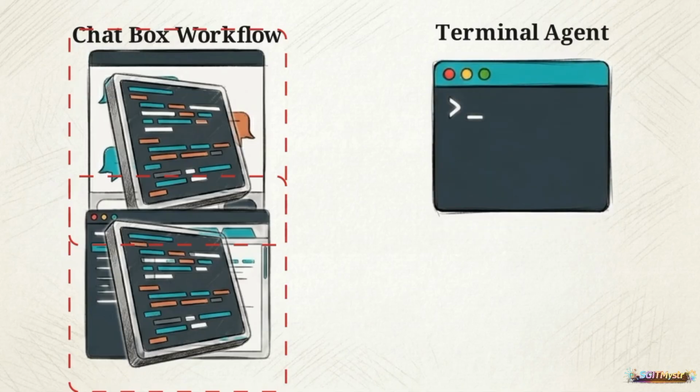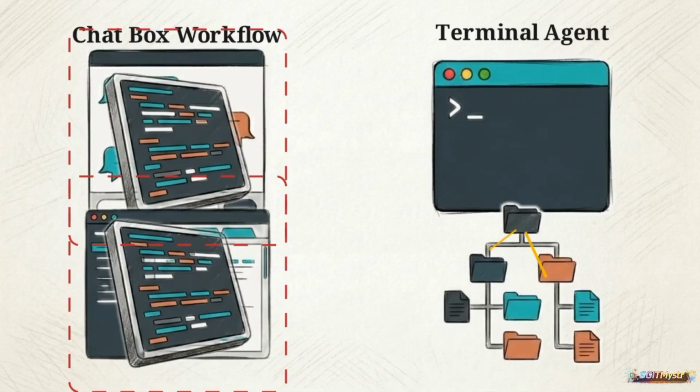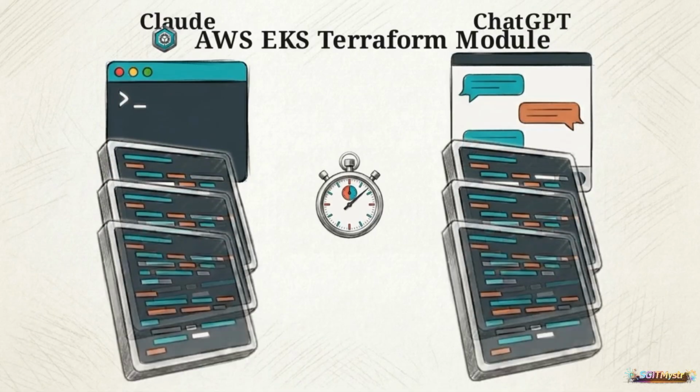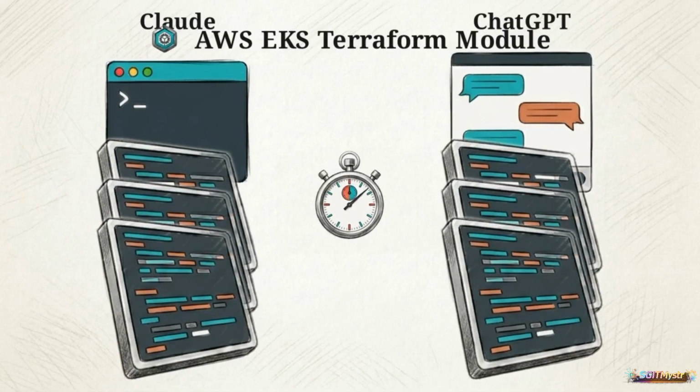Claude Code operates natively as a terminal agent. It scans your directory, edits real files, and executes commands to validate changes in real time. Resolving a production outage requires an AI that can see how a single change to a manifest cascades across your entire repository. To test pure scaffolding speed, we asked both tools to generate an AWS EKS Terraform module from scratch.